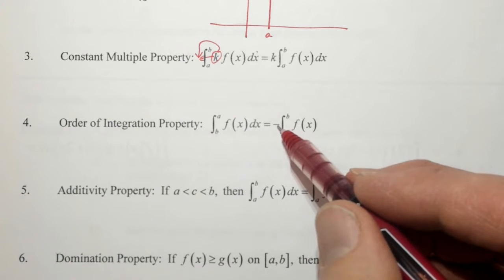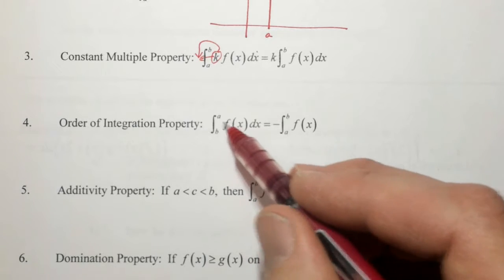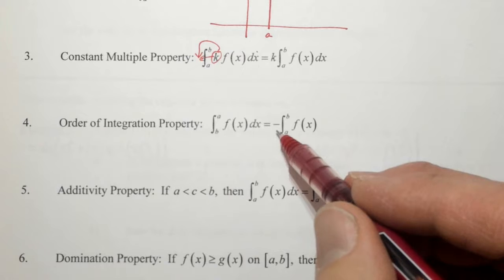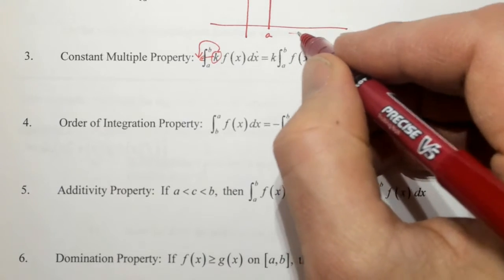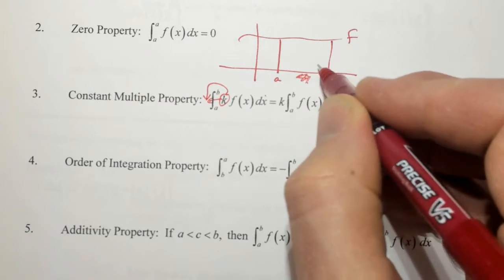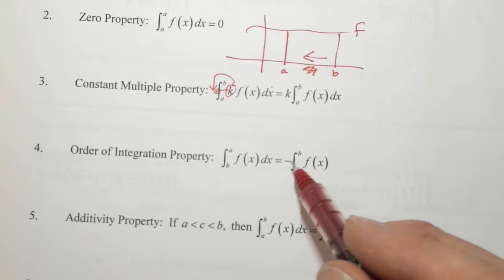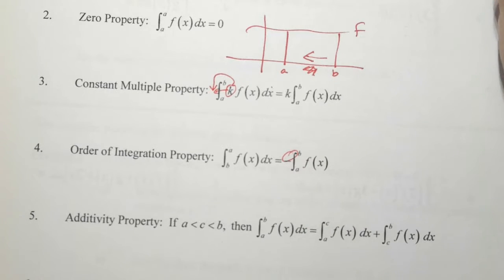The cost is that we have to negate it because, in essence, we're going backwards. So if you change the order of the bounds, you just negate the integral. Because instead of going from a to b, we're now going from b to a. We're going backwards, hence the reason why we have our negative symbol.